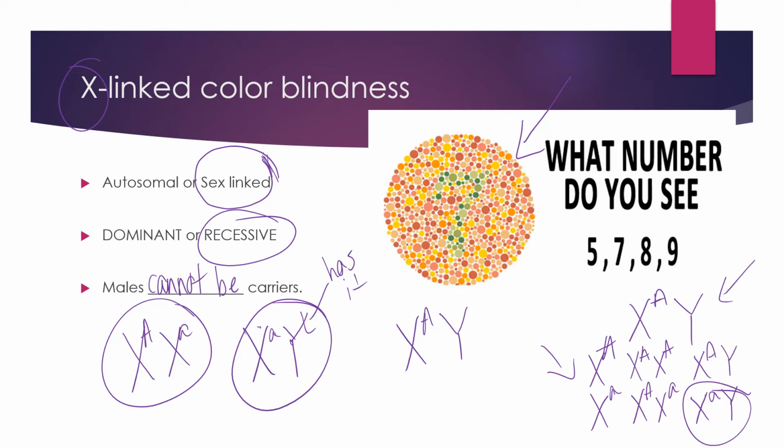If you look over here, you can see there's a number. If you can see the number 7, then you don't have color blindness. If you can't see the number 7, then you might have red-green color blindness.